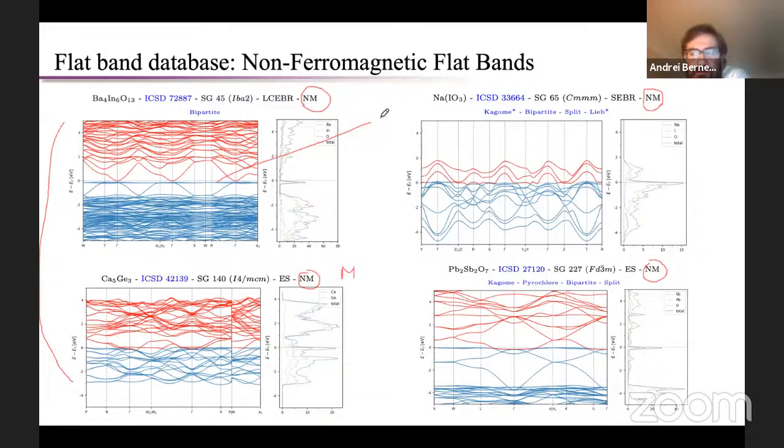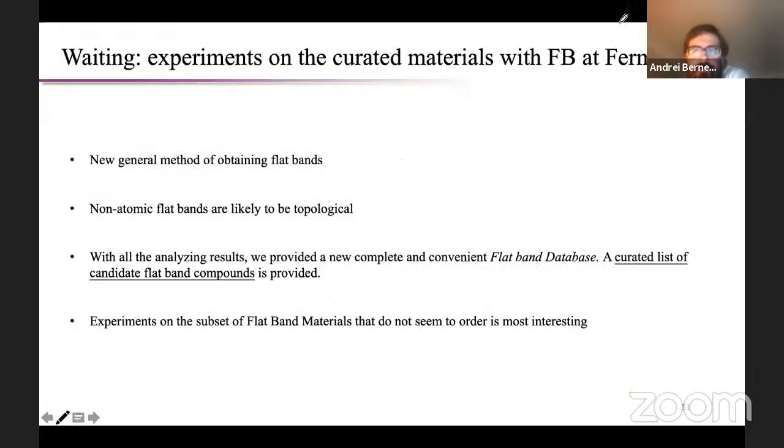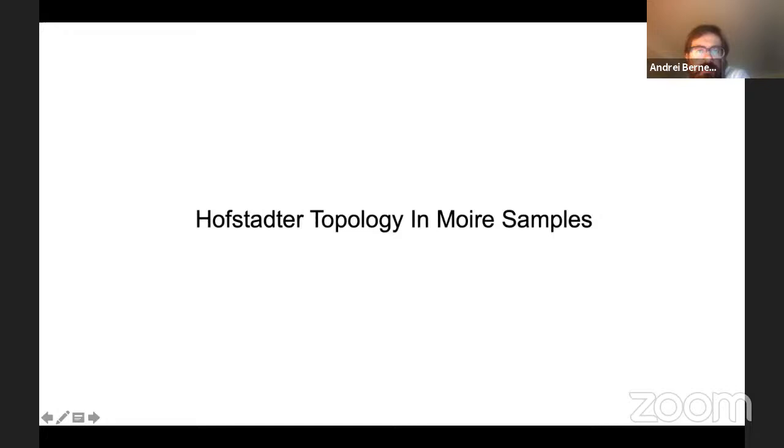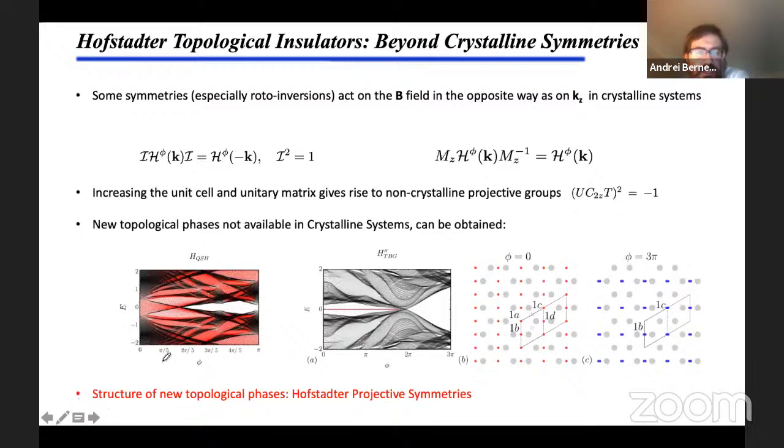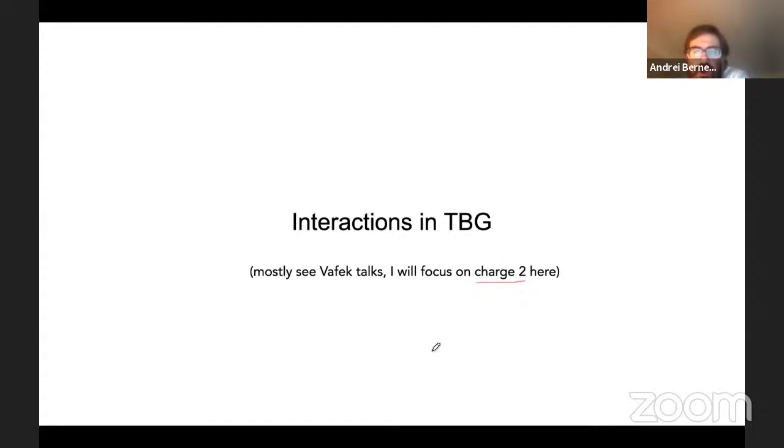So even the magnetic ones I think are very interesting, and basically we're waiting for experiments. Okay, and I think I'm going to stop here. I wanted to talk a little bit about interactions in TBG, especially about the charge two excitation, and to show you how the topology of the flat bands gets imprinted in the charge two excitations. But I've run out of time. Oscar is going to talk about this, so listen to those talks carefully, because all of this will be covered there. Thank you.